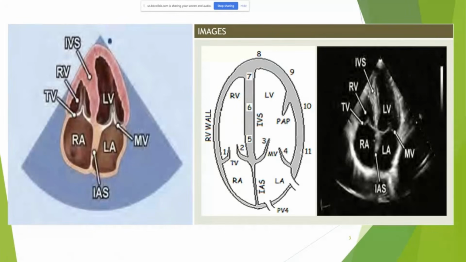I have a short video here for you guys that gives you a tutorial on how to properly find the four-chamber view.